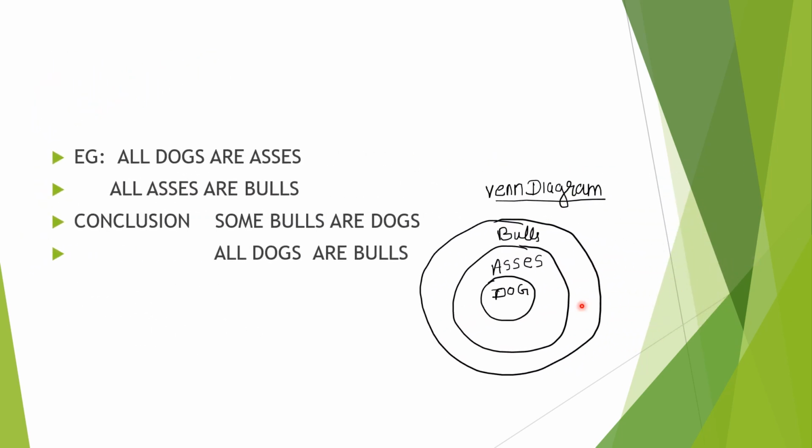Then here is another example. All dogs are asses. All asses are bulls. So the three are connected: dogs, asses, bulls. The conclusion they have given is: some bulls are dogs. Is it right? All the dogs are bulls, so it means that some bulls are dogs. It's right. Some dogs are bulls is also right. All dogs are bulls is also right. So both cases are right in the conclusion given. So I think you are clear about it.